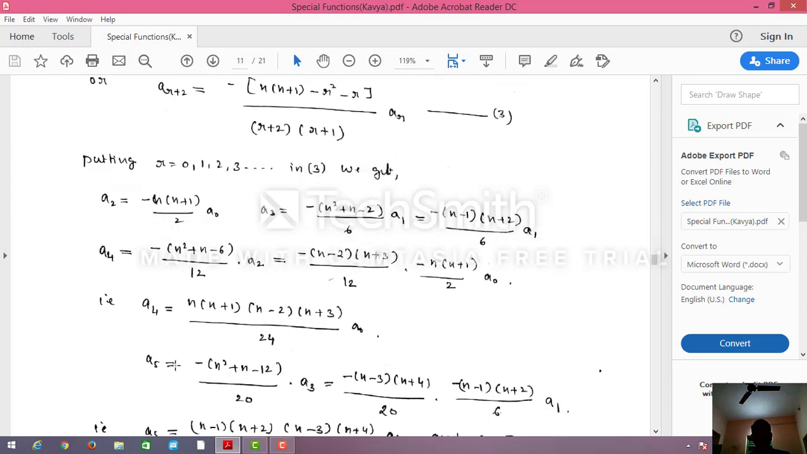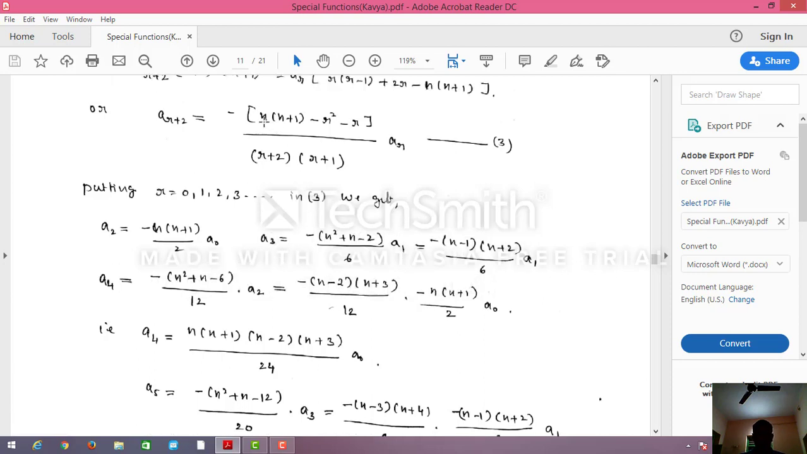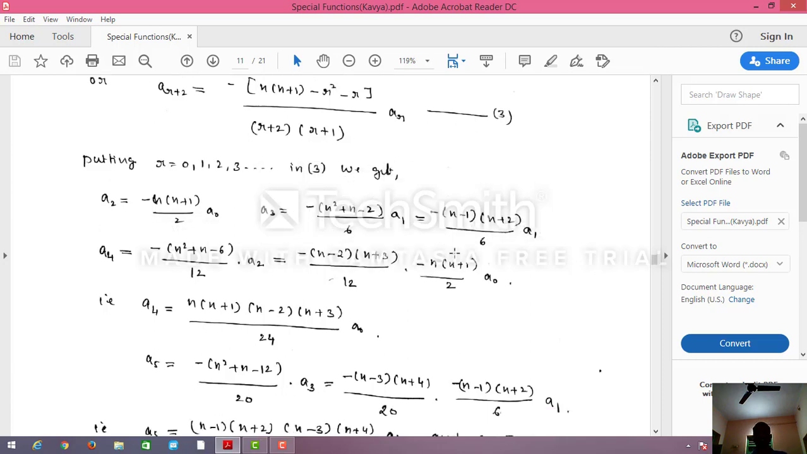Next, similarly, a5: if we give r equal to 3, you will get a5 as minus of n into n plus 1, that is nothing but n square plus n. If we give r equal to 3, minus 3 square is minus 9, minus 3, that is minus 12, divided by r equal to 3 means 3 plus 2, which is 5. R equal to 3 means 3 plus 1 is 4. 5 into 4 is 20, into a3. What is the value of a3? Already I have written here, see.